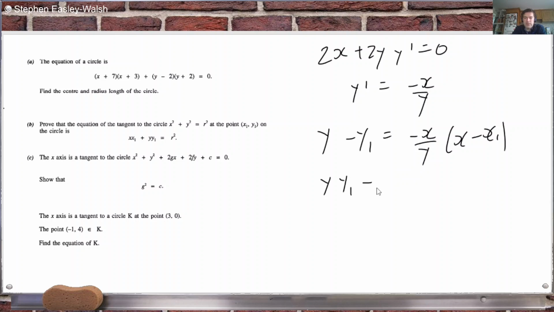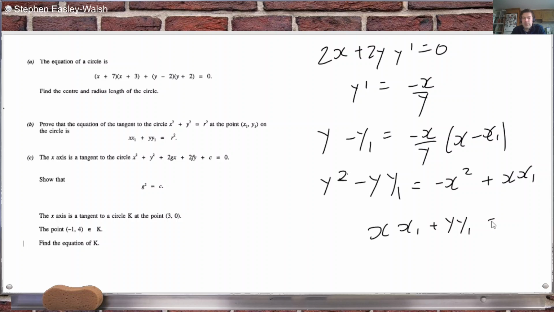Careful now, I'm going a bit too fast. I'm multiplying by y. So y squared minus y1 equals minus x squared plus x1. So you'll get, by rearranging, x1 plus y1 equals x squared plus y squared, which is r squared. Okay.